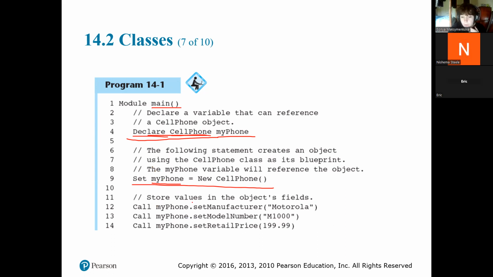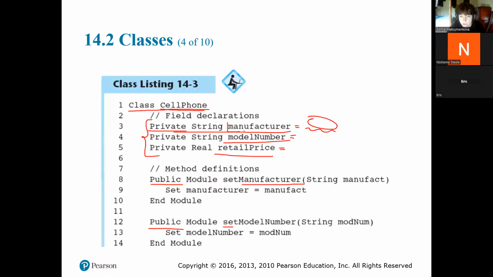Now here we are setting the manufacturer for my phone to Motorola. We're setting the model number to M1000, and we're setting the retail price to $199.99. So this is how you would set your values. Before, we would just type manufacturer, use this word right here, then put an equal sign, and whatever value we wanted to have.